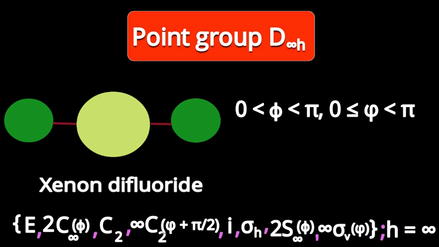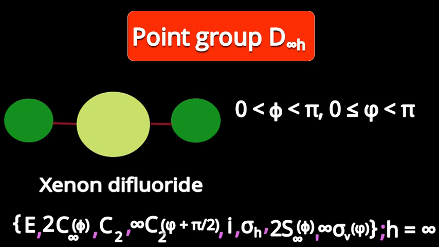There is a center of inversion, so inversion operation. There is a horizontal plane, so reflection through that horizontal plane. Whatever the C infinity axis is, itself is the S infinity axis. Infinite number of operations are possible, but the way of presentation is the same as for the axis. Double the S infinity operations with angle of variation phi. And at last, infinite number of vertical planes are there. Angle of variation is psi. Here, phi is greater than 0 but less than pi, while psi is greater than or equal to 0 but less than pi. Total infinite number of operations are possible.